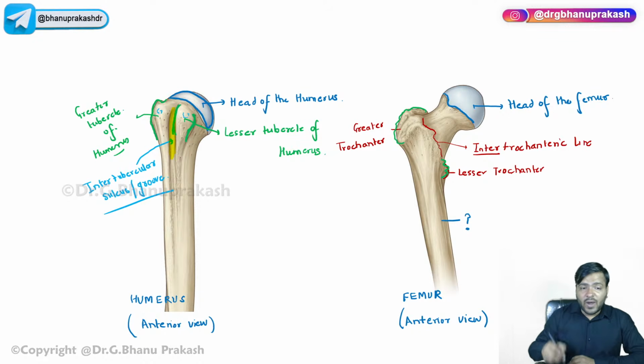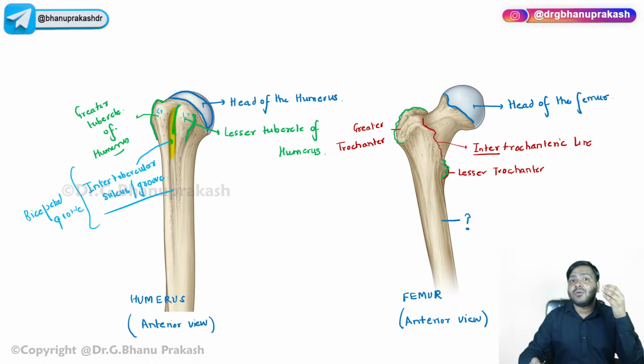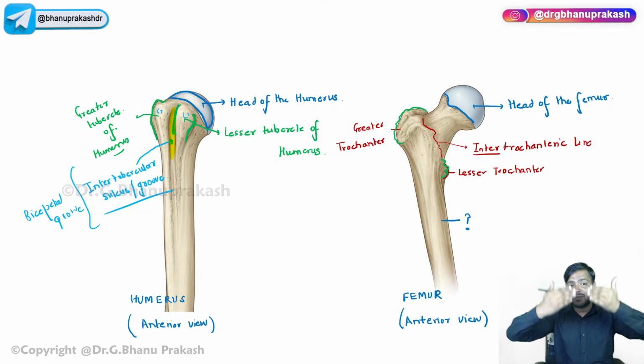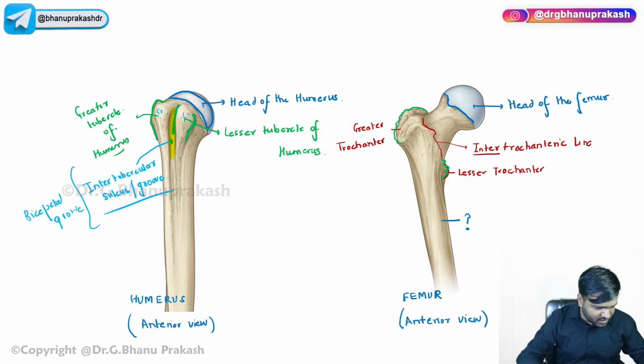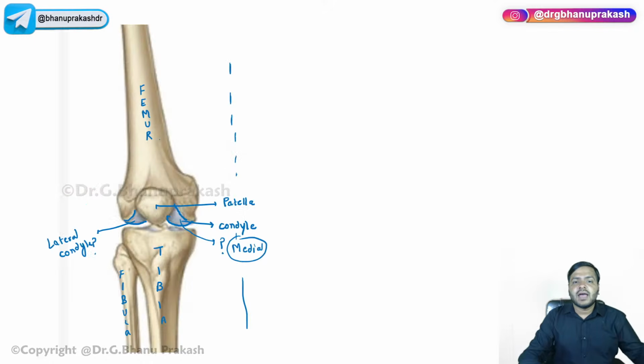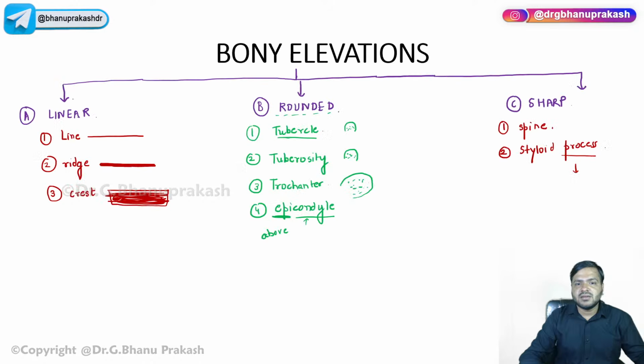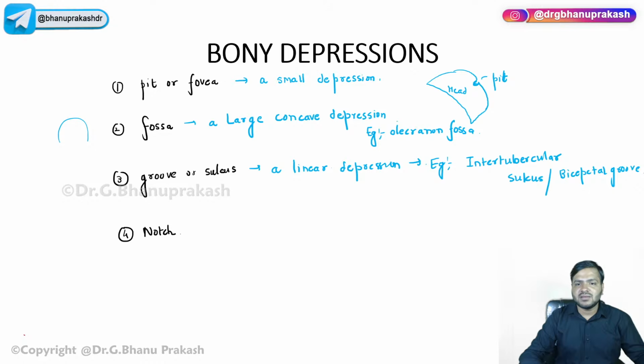So why is it called the bicipital groove? I hope you have seen this image yesterday also. Over here, the biceps tendon is passing from above, so that's why it is called the bicipital groove also. So I hope this is clear to everyone: what is a groove or sulcus? That is a linear depression.